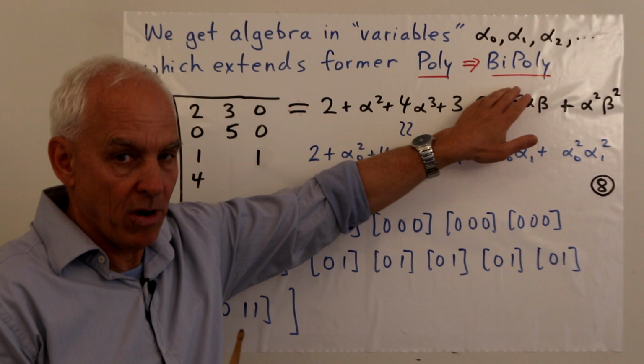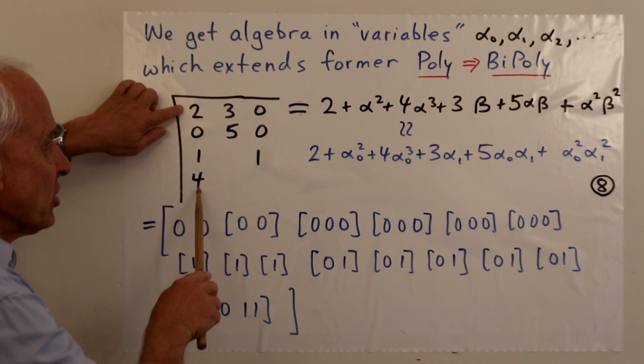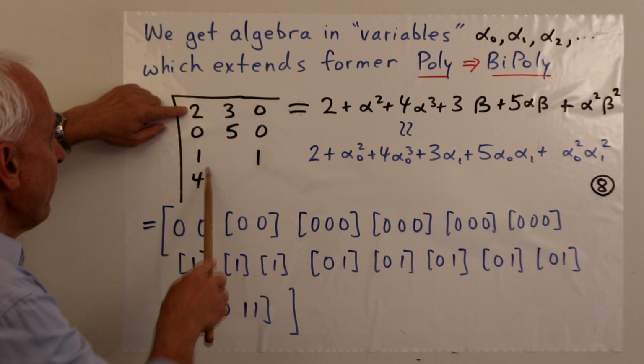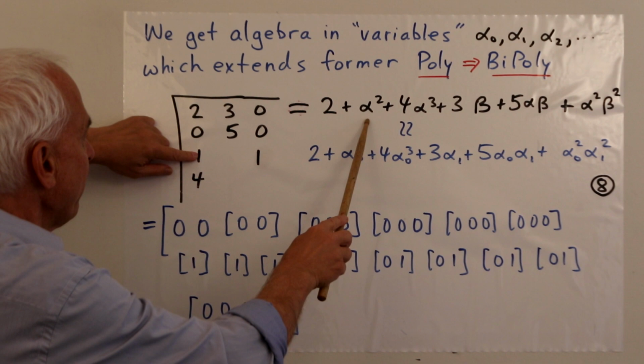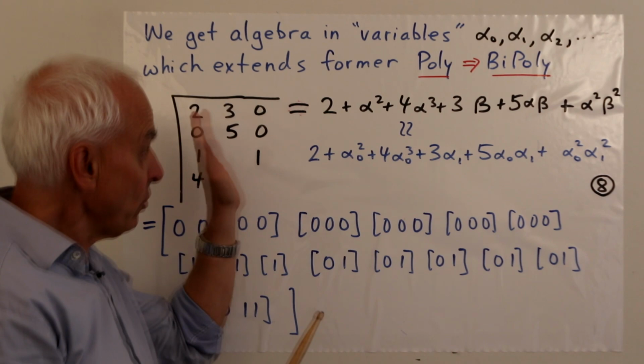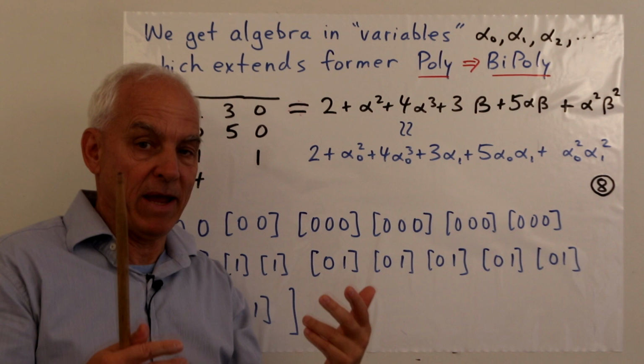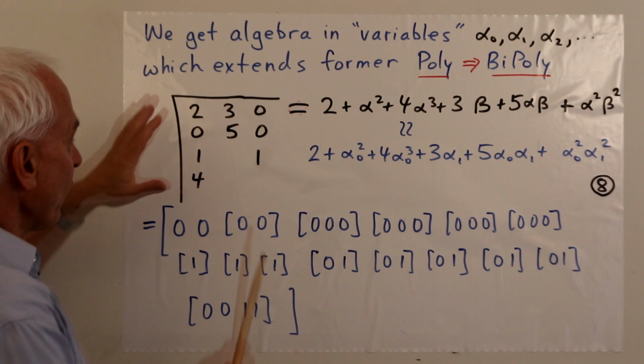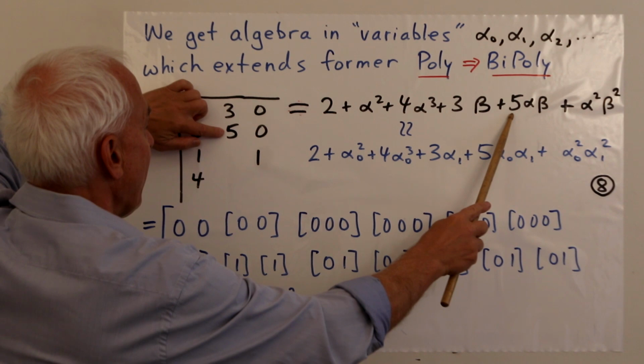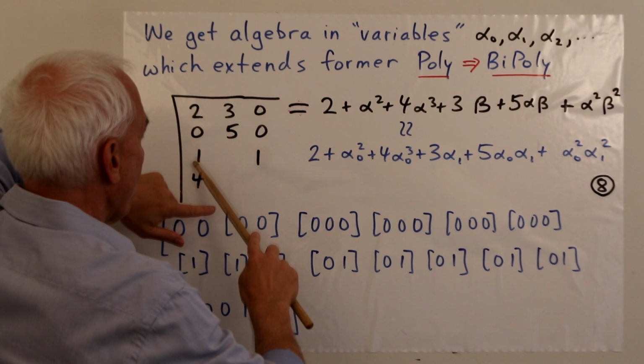So what is a bipoly? Well, it's an extension of our one-dimensional approach to polys. Remember, a poly was a vertical list originally. So 2, 0, 1, 4 would be the poly 2 plus 0 alpha plus 1 alpha squared plus 4 alpha cubed. And when we extend that one-dimensional array to a two-dimensional array, we can interpret the result as a polynomial in alpha and beta, where beta now corresponds to essentially that entry there. So this bipoly would be the original one, plus also 3 beta plus 5 alpha beta plus 1 alpha squared beta squared.